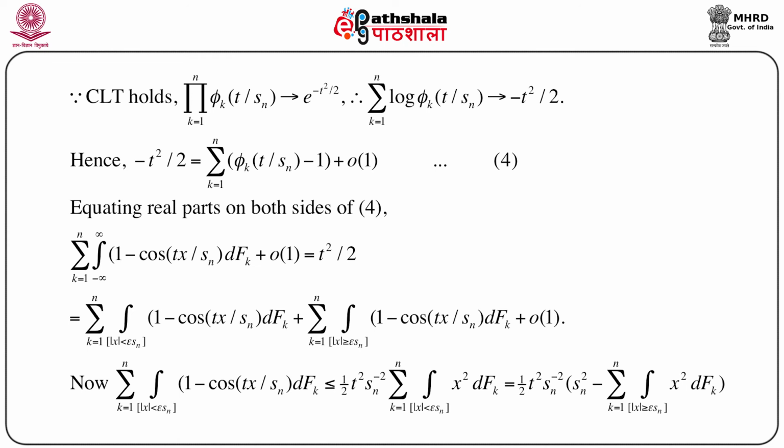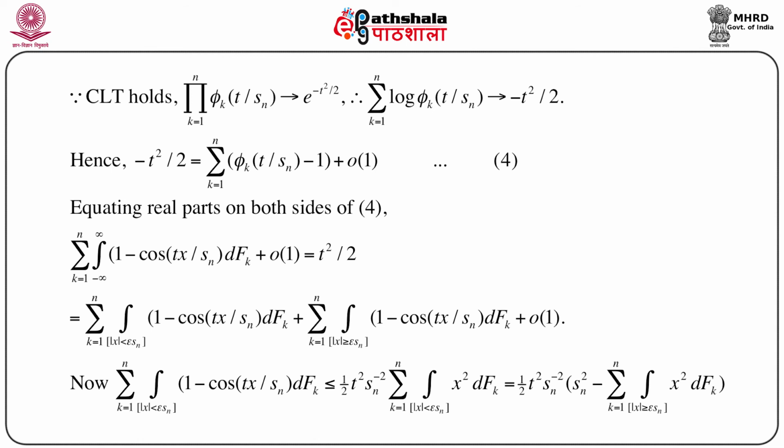So it is immediate that minus t square by 2 is nothing but summation k equals to 1 to n phi k t by Sn minus 1 plus small o of 1. Let us call it equation 4. Now we again do standard algebra, just equate real parts on both sides of equation 4 and doing little bit of manipulation, we get that the last one, that is summation k equals to 1 to n integral mod x less than epsilon Sn of integral of 1 minus cos tx by Sn dFk.